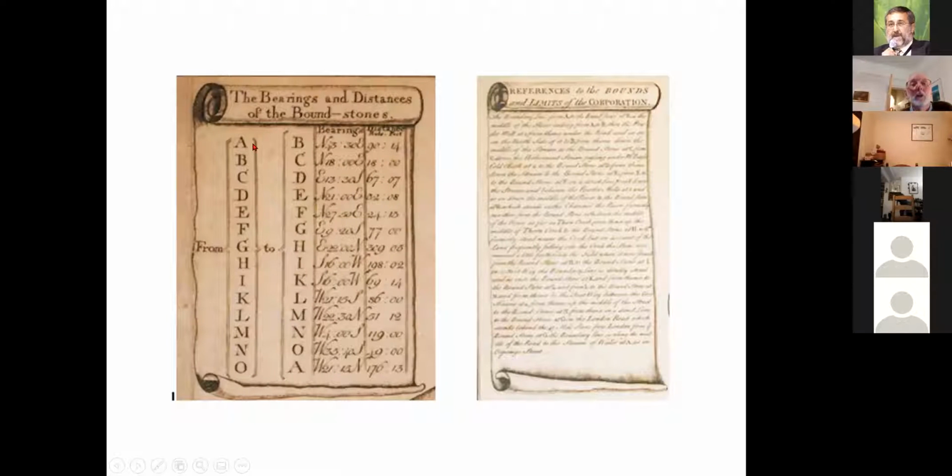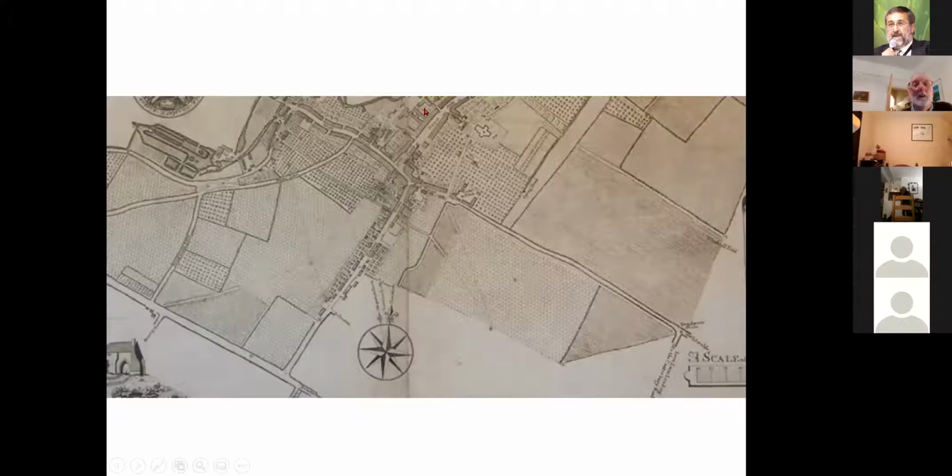Here's the list of the boundary stones and the distances and the bearings of one to the other. And then there's that in text as well. I won't attempt to read that out, but if you want to read this, there is an example of this in the museum. I know the museum's not open at the moment, and you can buy copies of this map, replicas of it, in the Fleur-de-Lis Heritage Centre. Is that still open?